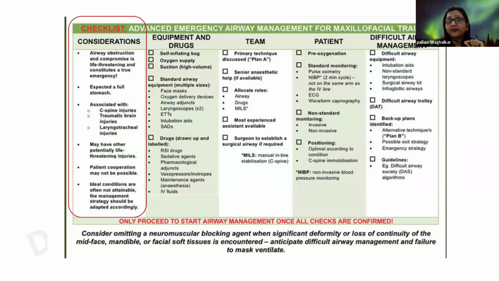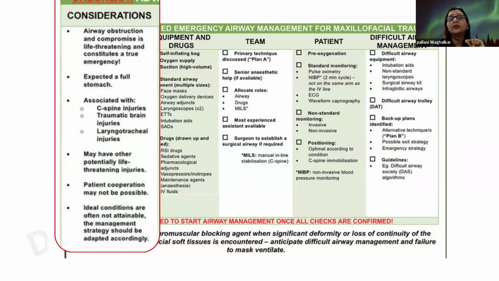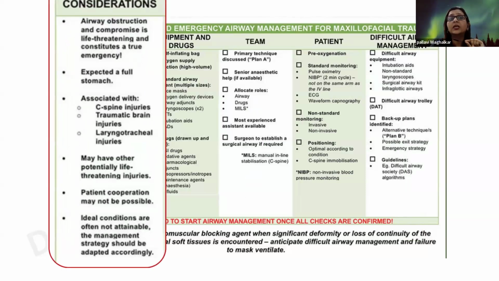This is a normal checklist they have given, where the important consideration for emergency airway management is airway obstruction and compromise, a life-threatening true emergency. Always expect there might be a full stomach. Consider there may be C-spine injury, traumatic brain injuries, laryngotracheal injuries. They may have other life-threatening injuries. Patient cooperation might not be possible. Ideal conditions might not be possible in these cases.